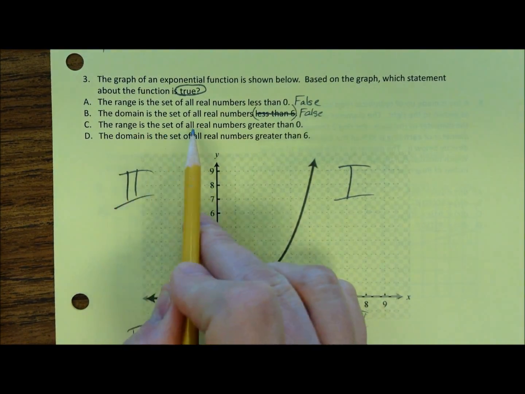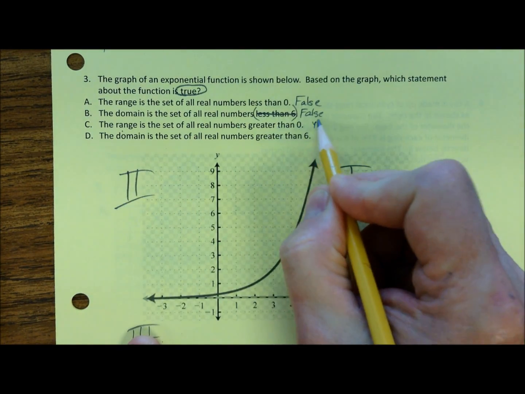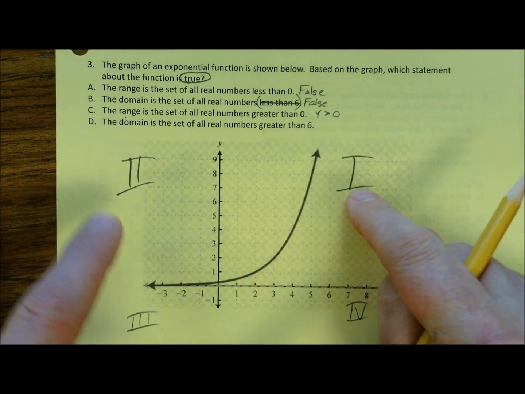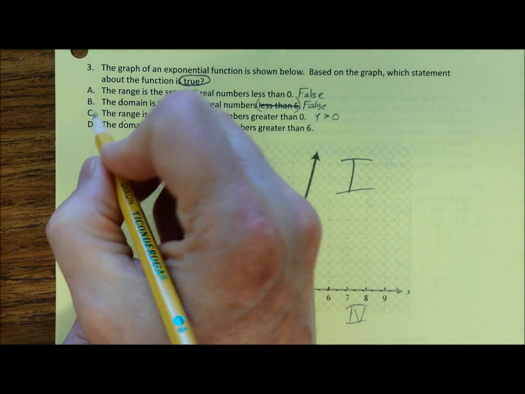C, the range is the set of all real numbers greater than 0. So the range is the y's. Y is greater than 0. Where are the y's greater than 0? In quadrants 1 and 2, where this graph is occurring. Answer is going to be C.